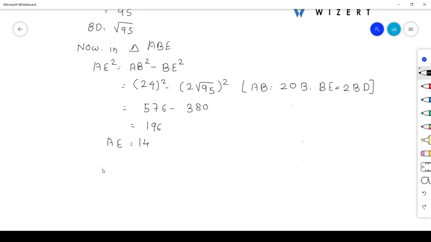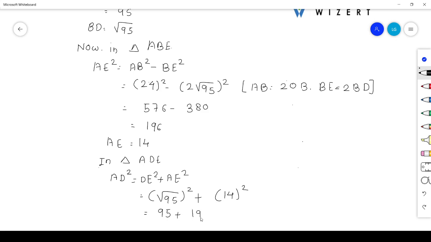Now we can find AD. Consider triangle ADE. By Pythagoras theorem again, AD square equals DE square plus AE square. So it is root 95 square, which we calculated, plus AE, that is 14 square. So it is 95 plus 196.